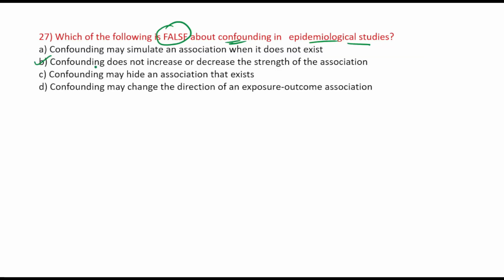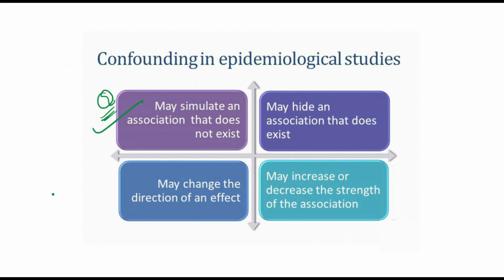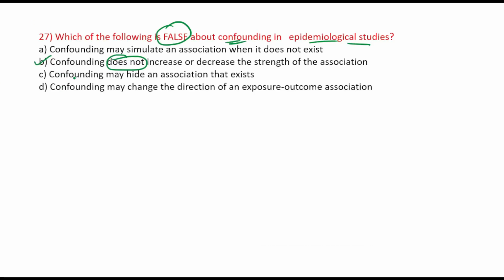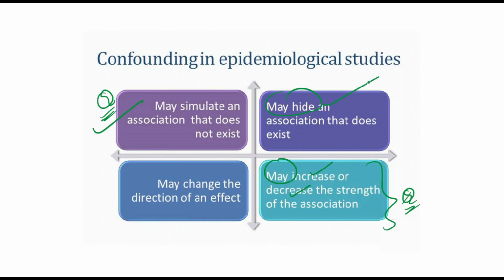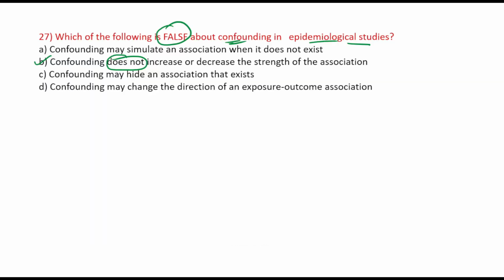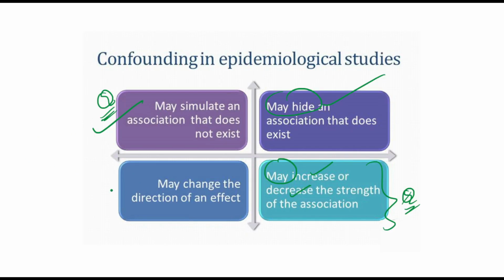Let us see the second statement. Confounding does not increase or decrease the strength of the association. They mentioned over here. But actually confounding may increase or decrease the strength of the association. So this was mentioned in a wrong way, so we have taken that answer. Third option. Confounding may hide an association that exists. Yes, this is also given over here. And the fourth option, confounding may change the direction of an exposure outcome association. Yes, even this is mentioned over here, that confounding may change the direction of an effect. So please remember this chart.